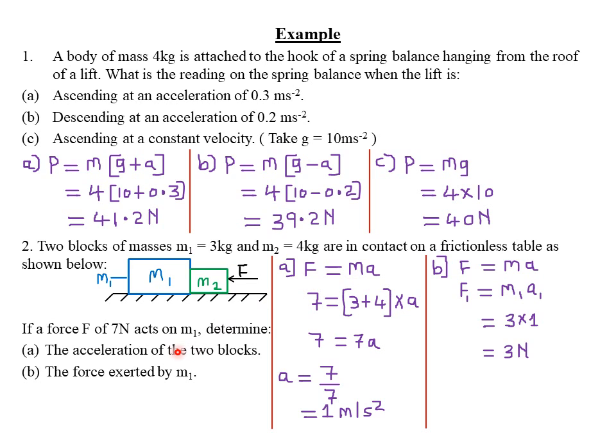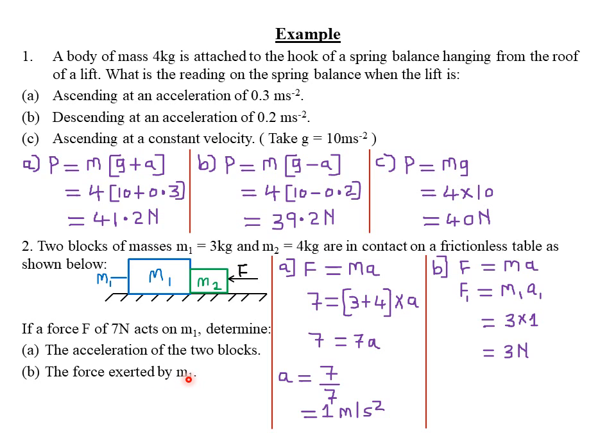So the force is 7 Newton. Then the masses, we have 3 kg and 4 kg. So 3 plus 4, we get 7 kg. Therefore, 7 equals 7a. If I divide both sides by 7, a will be equal to 7 divided by 7, which gives us an acceleration of 1 meter per second squared.